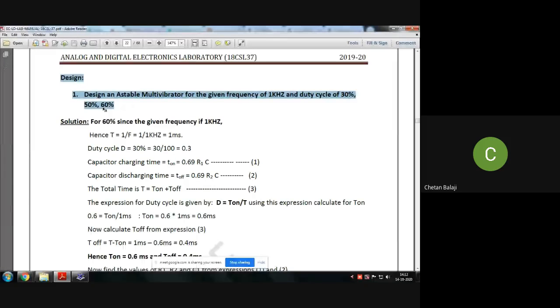Out of these 3 values, let me take 60%. Let me design for 60%.